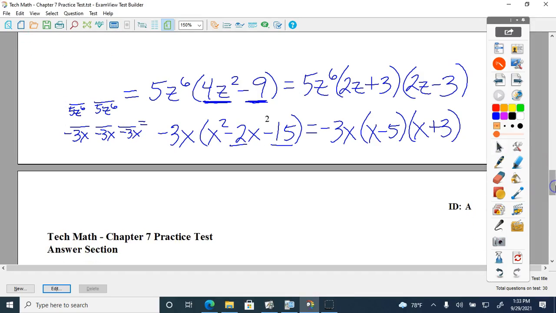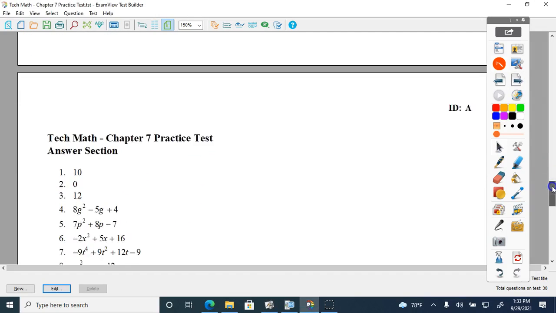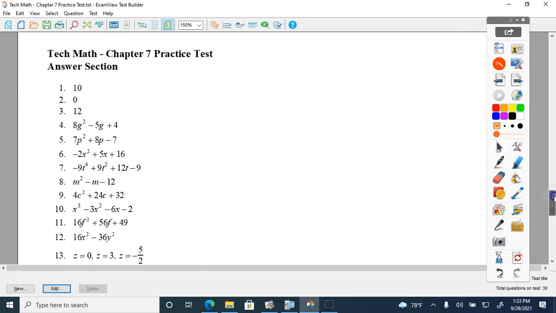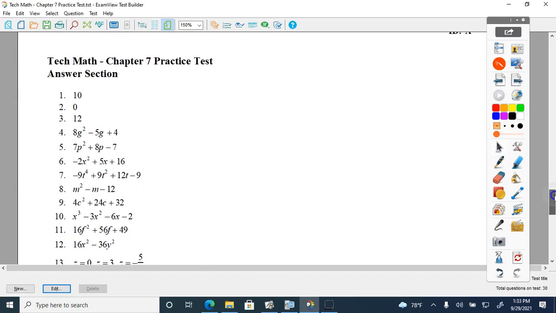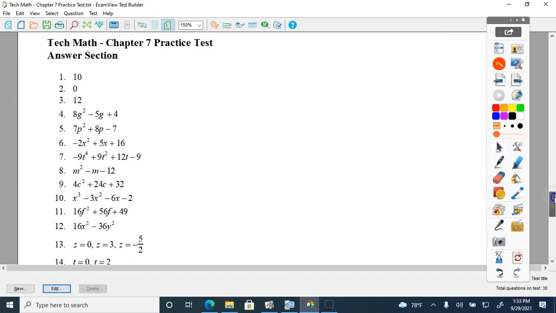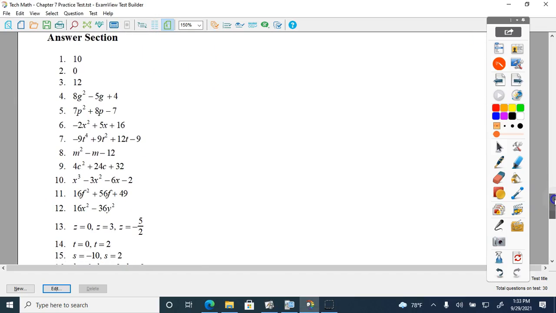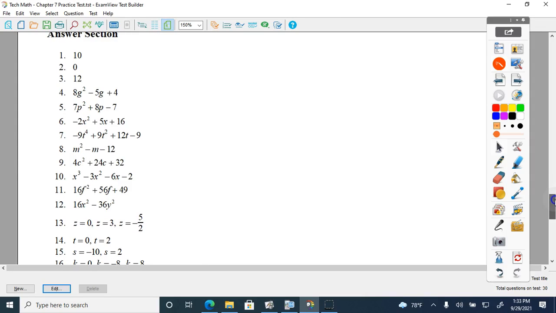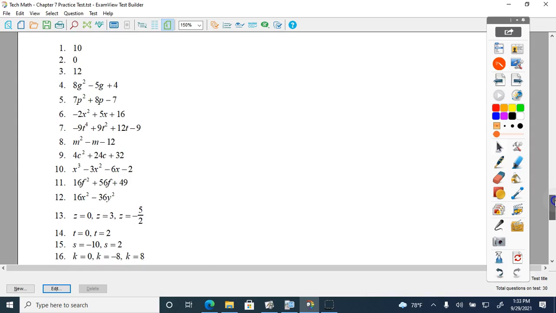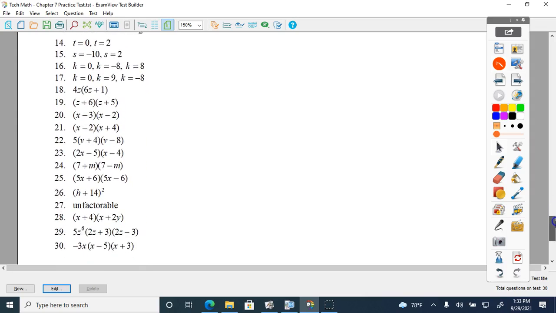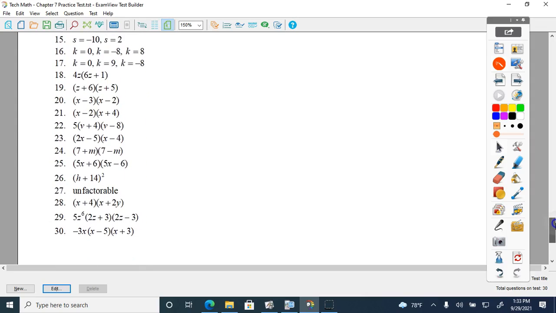I'll put the answers up here real quick just so you can see all of them at once. I'll do a slow scroll. There's the first 15 right there. Take a picture of it if you need to. And then the second 15 would be those.